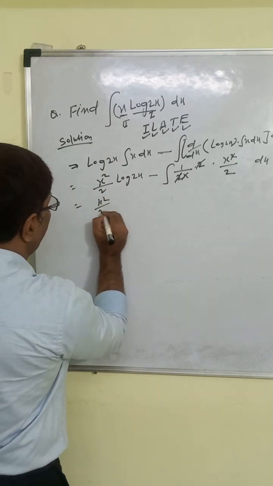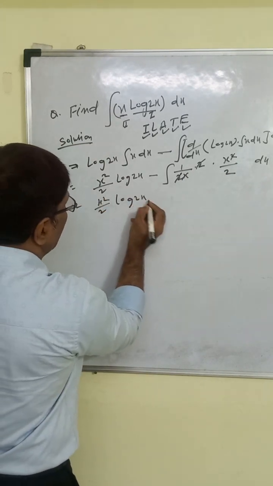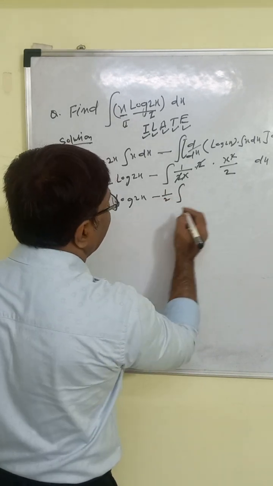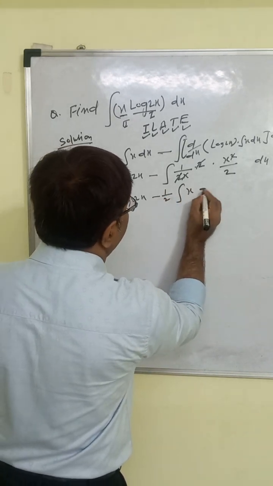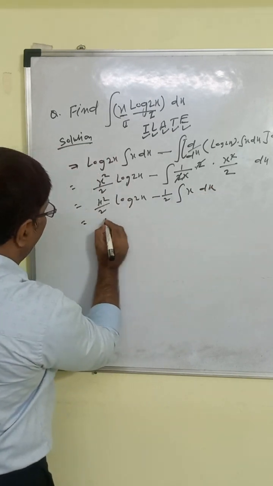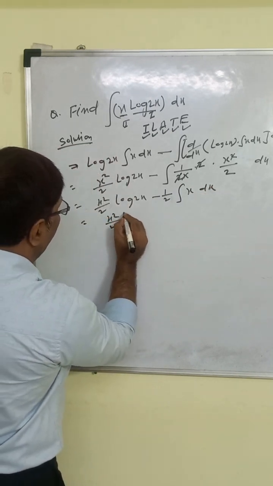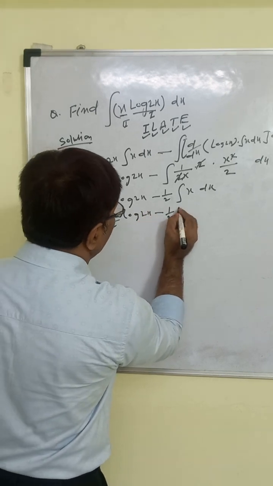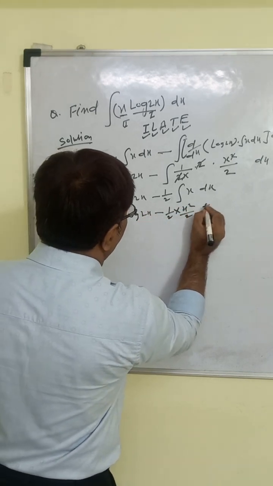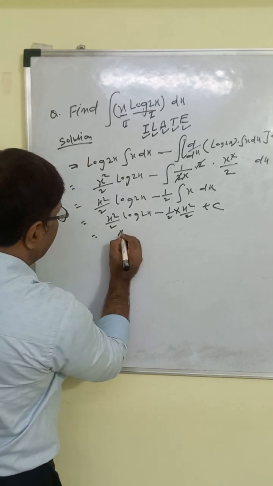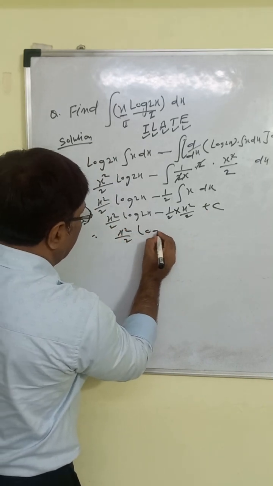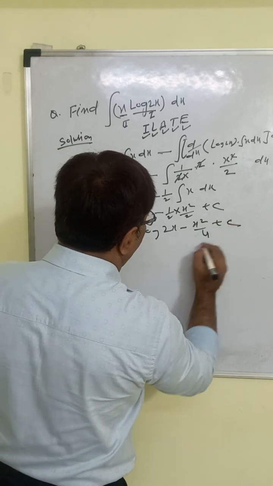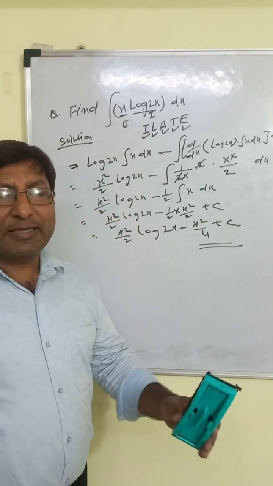So we will get what? This is x square by 2 log 2x minus, half is common, and the integration is only x dx. So we will get x square by 2 log 2x minus half into x square by 2 plus c. So our direct answer is x square by 2 log 2x minus x square by 4 plus c. This is our correct answer.